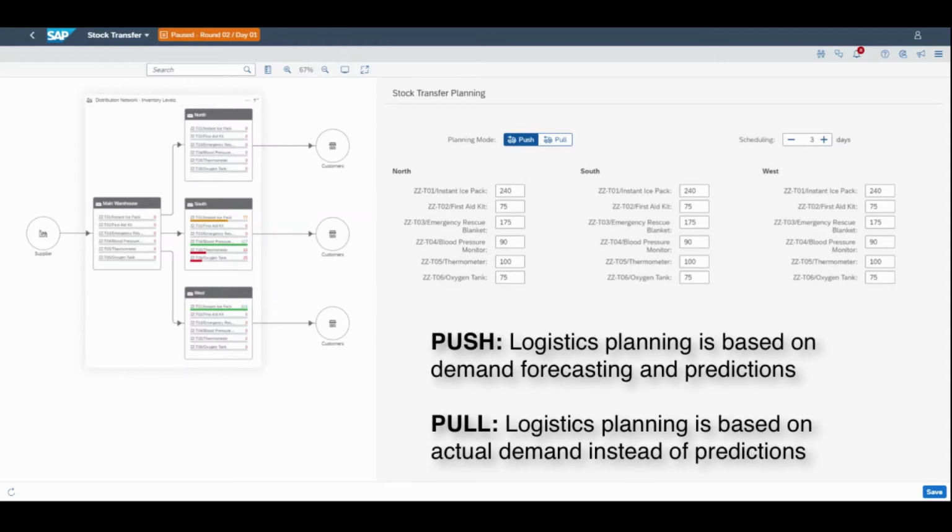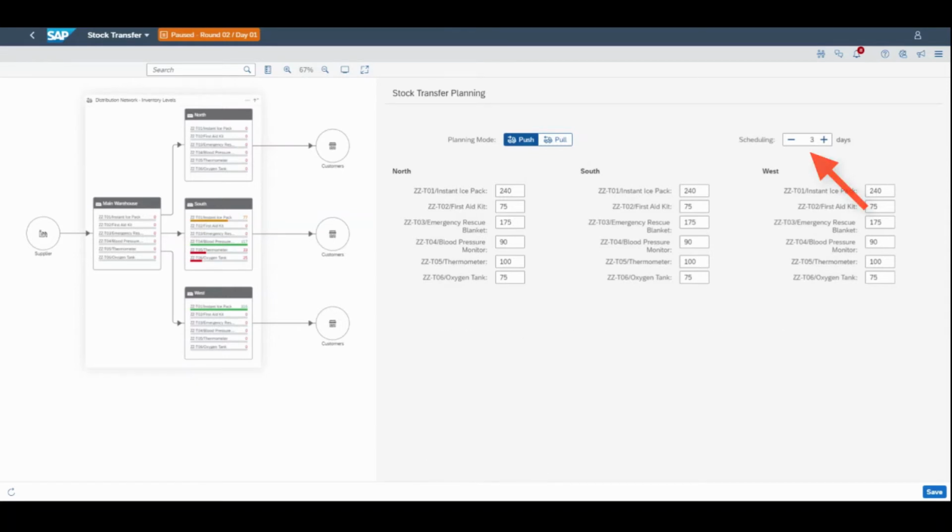Please make sure to review the push-pull transfer rules as well as the stock transfer frequency as explained in the previous sections of this module.